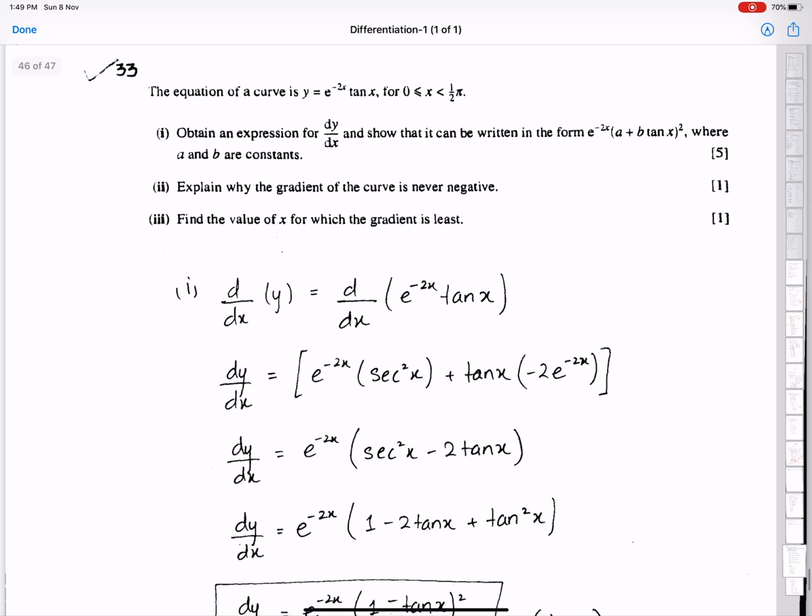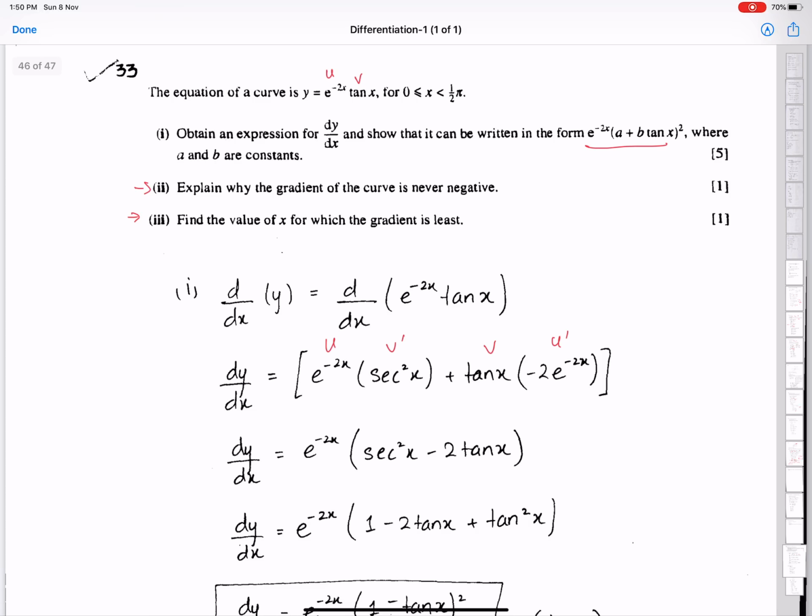Now this is one of the most important questions. First we need the expression of the gradient in this form, and parts 2 and 3 are very important. Well, this is uv, so make sure you differentiate the functions carefully. So this is u and this is v prime, this is v and this is u prime.